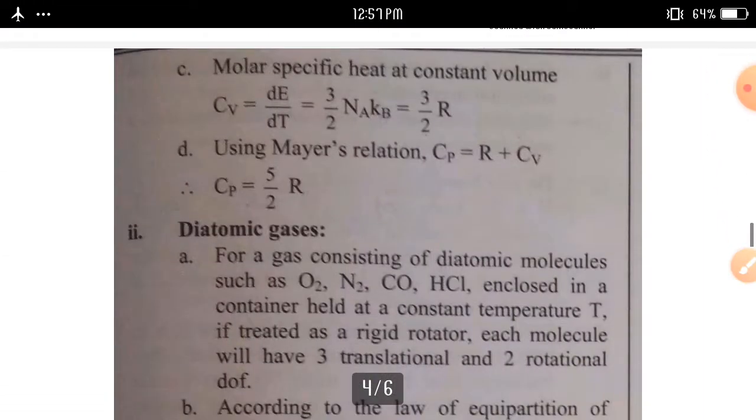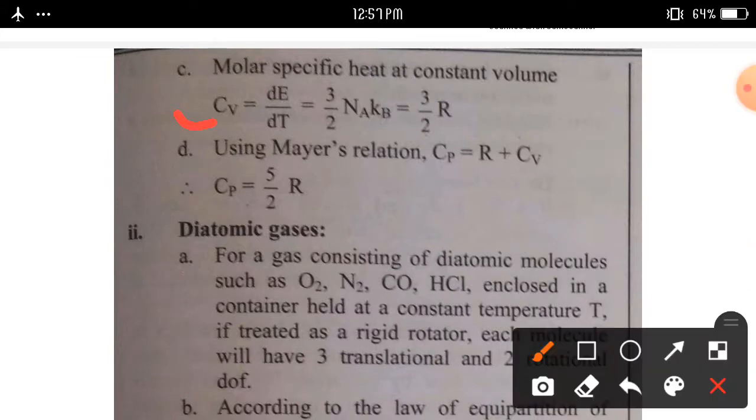Molar specific heat at constant volume: Cv is equal to dE upon dT, which is 3 by 2 Na into kB, and this also becomes 3 by 2 into R. Using Mayer's relation, Cp minus Cv is equal to R. Then we calculate Cp: Cp is equal to R plus Cv. Therefore, Cp is equal to 5 by 2 R.